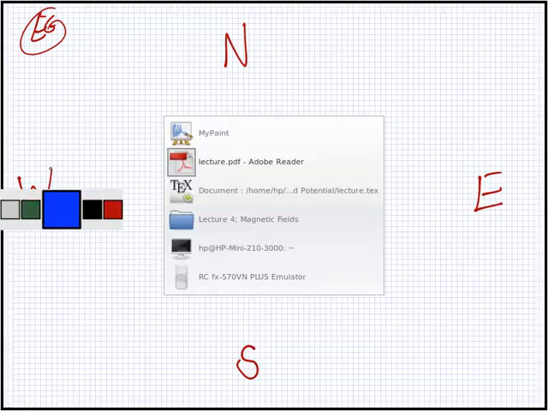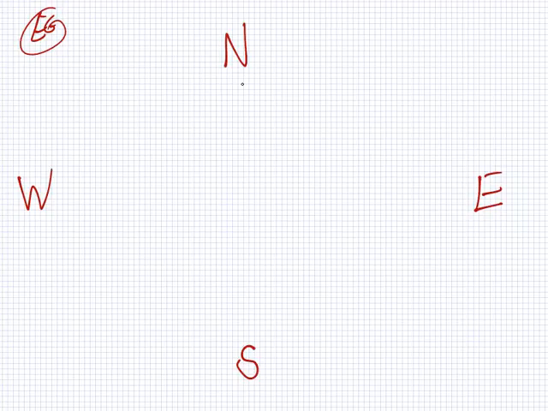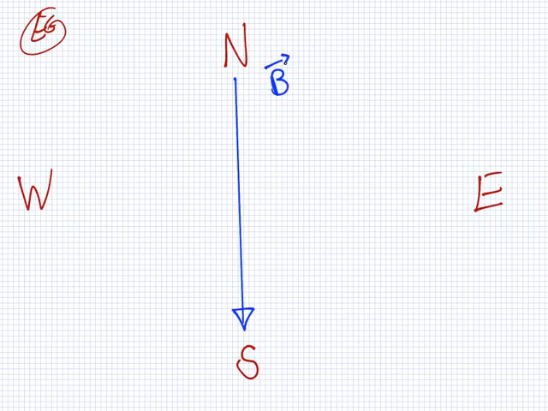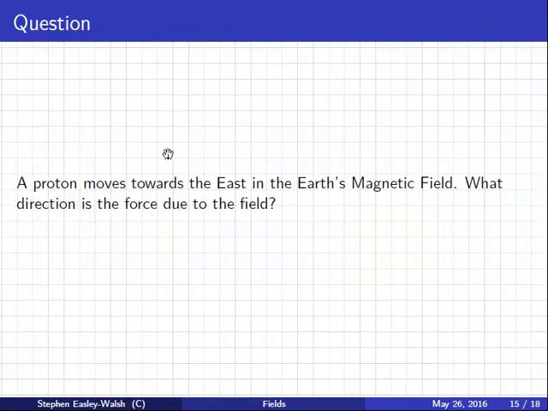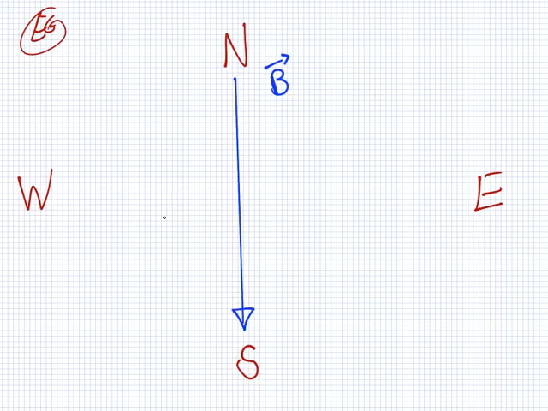Now, which way is the magnetic field? From north to south. This is the magnetic field, which I'll call B. Which way is the proton moving? Towards the east. So you have a proton moving this direction. Which way is the current moving? To the right.